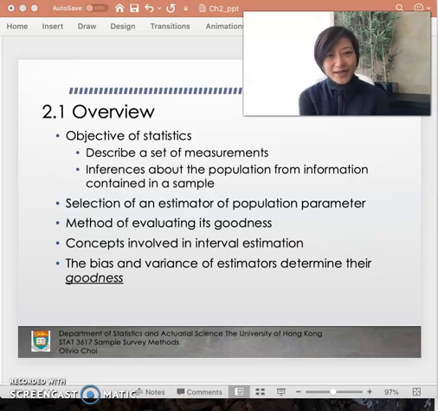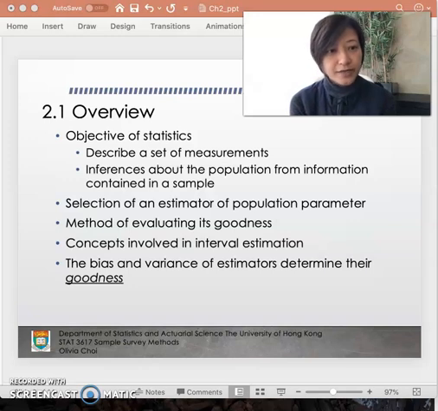Hello, welcome back. Guys, I'd like to continue on chapter 2. Chapter 2 is a very brief chapter where we give some revision on some of the basic concepts in statistics. Like we mentioned earlier, in statistics or in sample survey, we always ask ourselves, what is the purpose of conducting the sample survey? We need to set our objective.